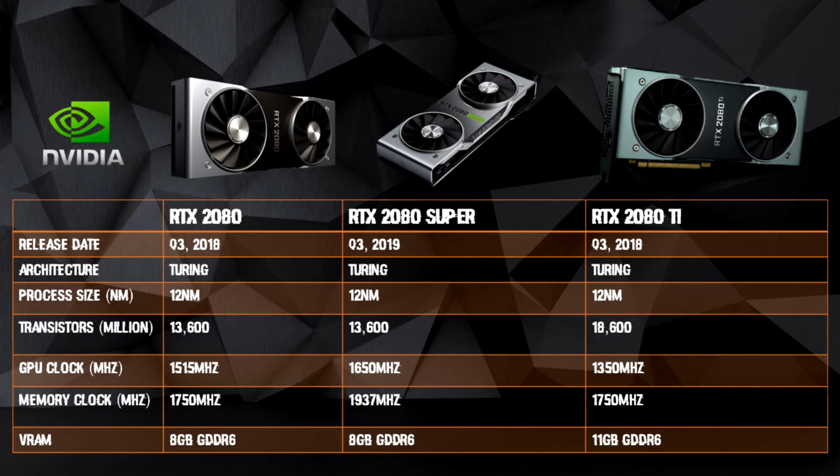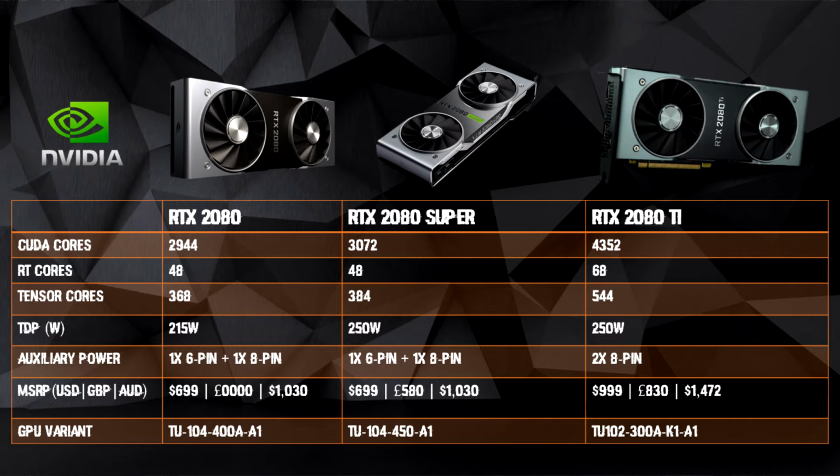What's more important is the transistor count, with the RTX 2080 Ti featuring 36.7% more transistors than either of the other two 2080 variants. Both feature 8GB of GDDR6 VRAM. The 2080 and 2080 Super both have around 3,000 CUDA cores, with the Super actually being over 3,000 and the non-Super being just under 3,000. However, the 2080 Ti features a whopping 4,352 CUDA cores.